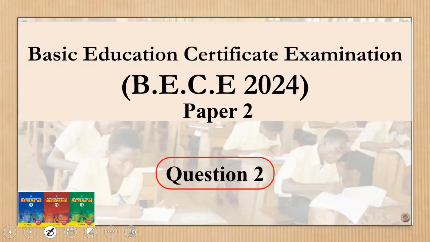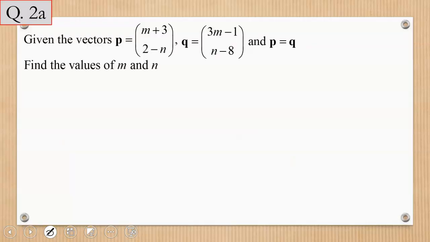And so, this very episode, we are looking at BECE 2024, paper 2, and we are considering question number 2. Right. So, the question number 2 is in two folds. We have the 2A and 2B. The 2A says that given the vector P is equal to (m + 3, 2 - n), and Q being equal to (3m - 1, n - 8). According to the question, these two vectors are equal.